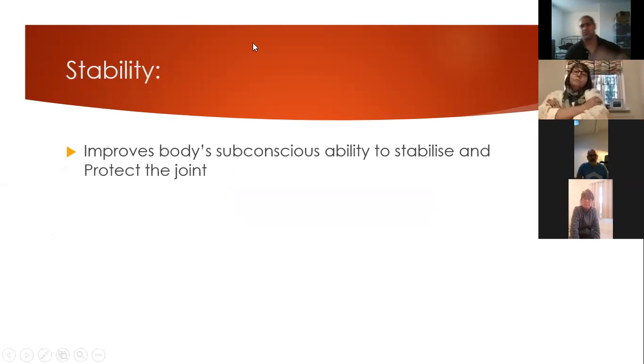Now, stability, and that's probably one of the most important ones as well, because improving your stability when it comes to arthritis is improving your body's subconscious ability to brace itself and its awareness effectively. If you take an example like walking, when you put your foot down on the floor, do you consciously think on how your foot lands, where your knee is, what your hip is doing, and what muscles are working?